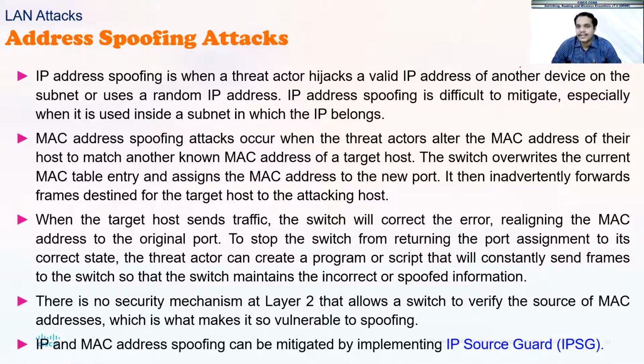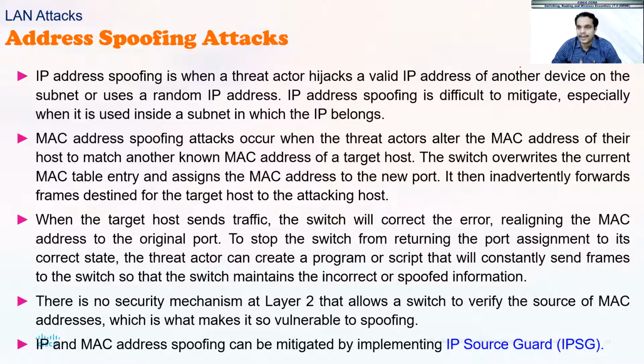MAC address spoofing attacks occur when the threat actors alter the MAC address of their host to match another known MAC address of a target host. What will it do? The switch will automatically overwrite the MAC table and can start sending the information to the attacker rather than the real host. When the target host sends traffic, the switch will correct the error, realigning the MAC address table to the original port. But attackers are quite clever.